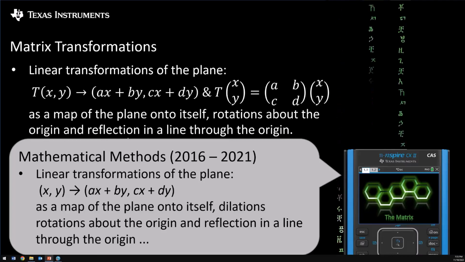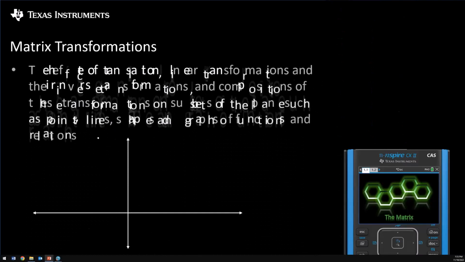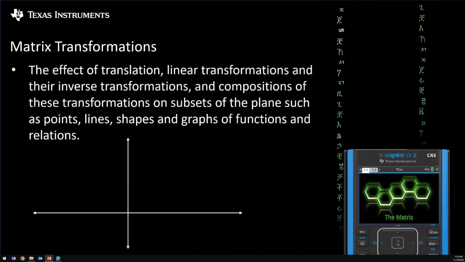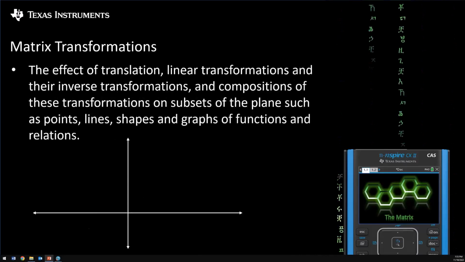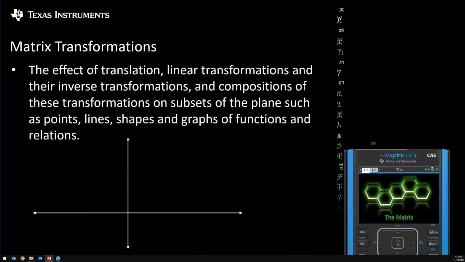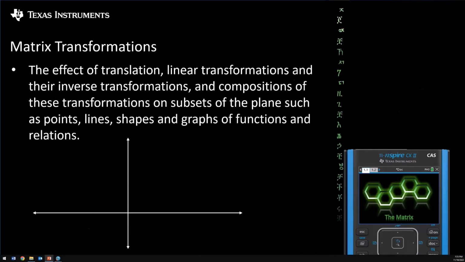So not much changes in that part. So is there anything new? Let's have a look. The effect of translation, linear transformations, inverse transformations, and I'll demonstrate how that might have been useful in some past exam questions, students thinking of it in that way. And you notice here it says points, lines, and shapes, and graphs of functions and relations.